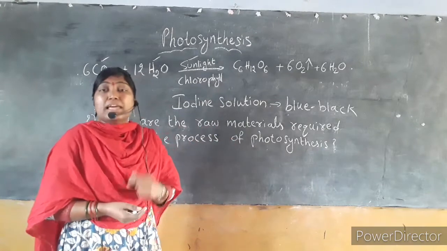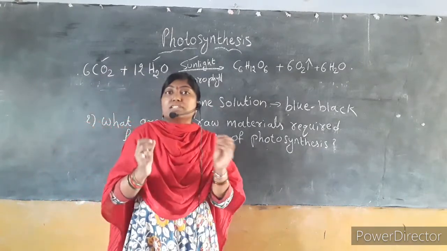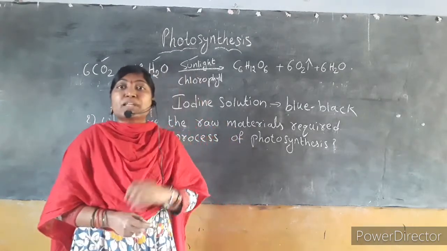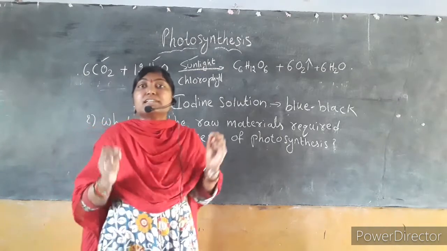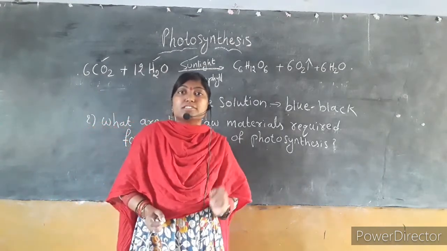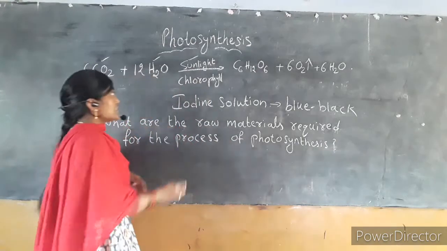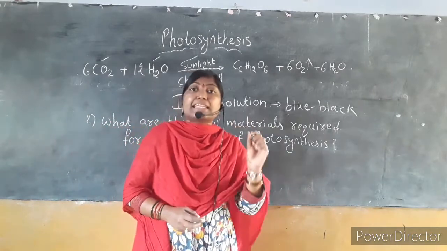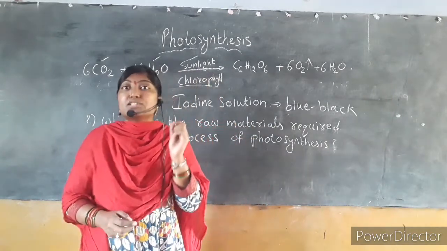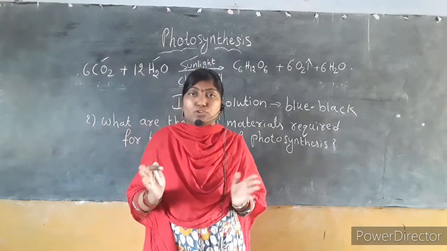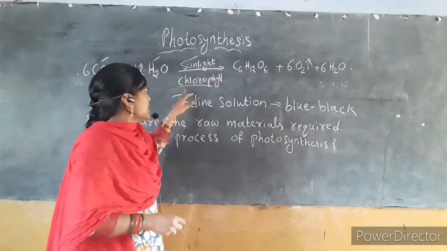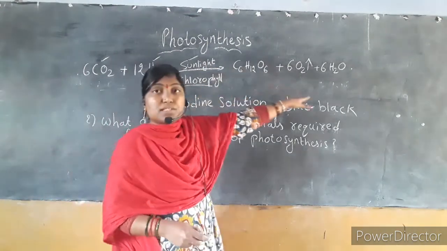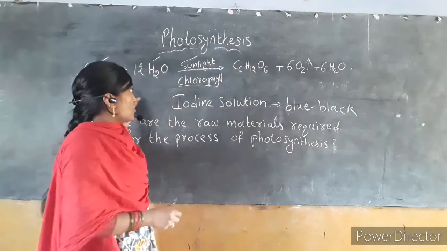And another question. Name the green color pigment which is useful for the process of photosynthesis. What is the answer? Chlorophyll. I repeat the question. Name the green color pigment which is useful for the process of photosynthesis, and the answer is that the green pigment is called chlorophyll. So like this, we can create questions based on this equation.